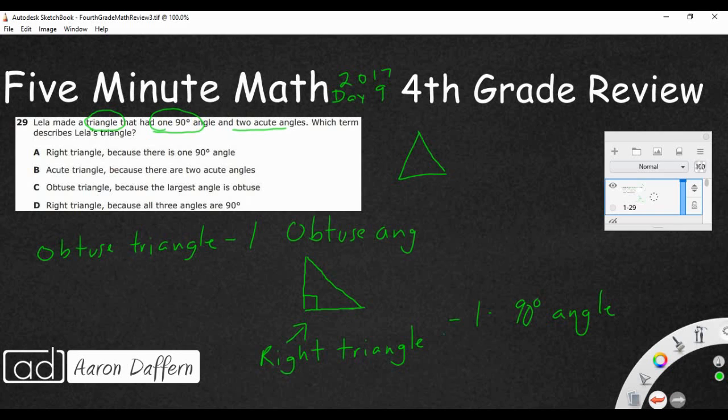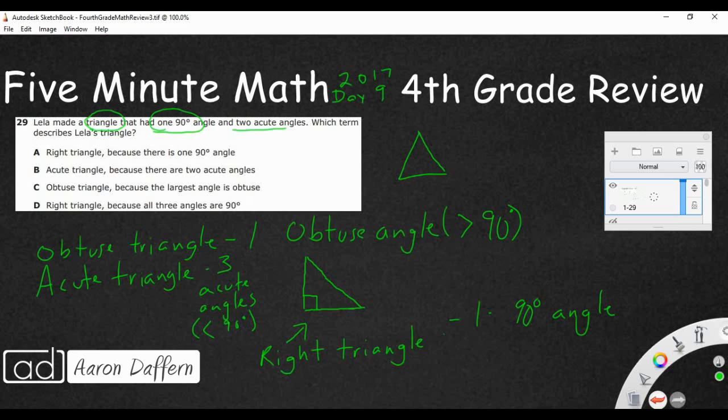So 91 to 179 degrees. If you have 180 degrees, you're not going to have an angle, it's going to be a straight line. And then finally, if you ever have an acute triangle, that's the difference. Acute triangles have all three acute angles. And acute angles are any angles that are less than 90 degrees and greater than 0.